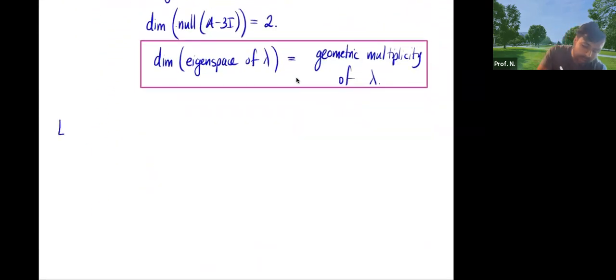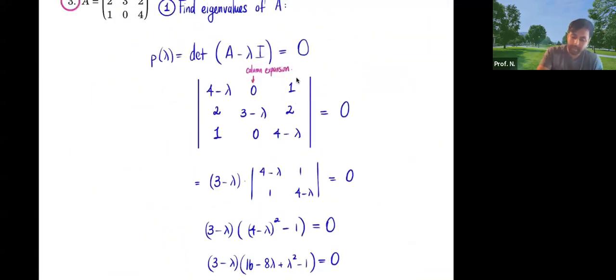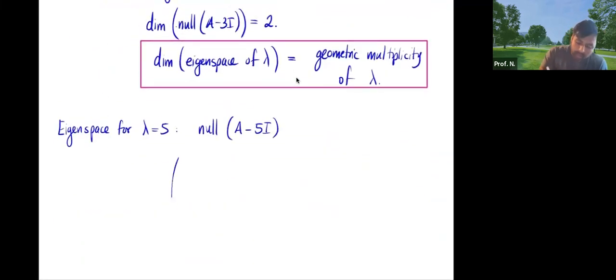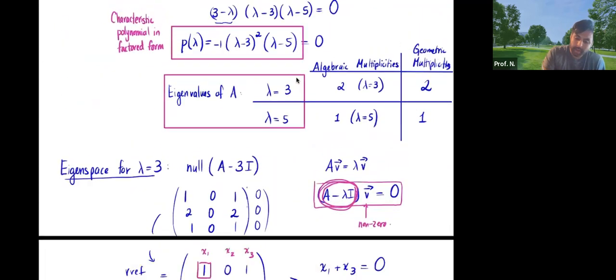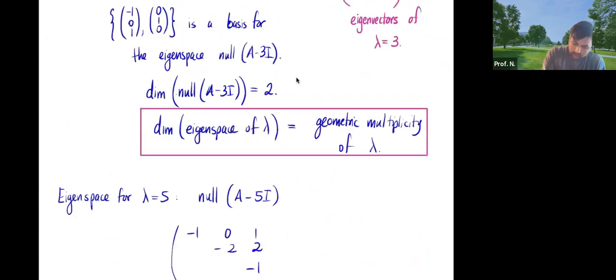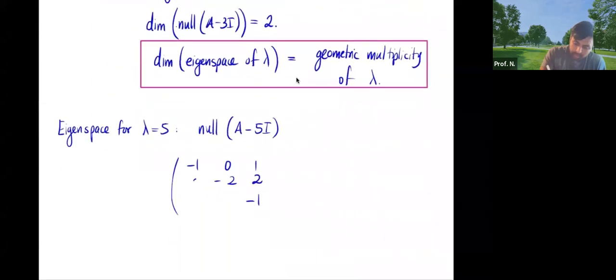Now let's look at the eigenspace for lambda equals 5, which is the null space of A minus 5I. So we're plugging in 5 here. So this will be a negative 1, a negative 2, and a negative 1. So we're going to get the matrix -1, -2, -1. And then what else do we have? We had 0, 1, 2, right? So this is 0, 1, 2. And then 2, 1, 0, sorry. So this is 2, 1, 0.